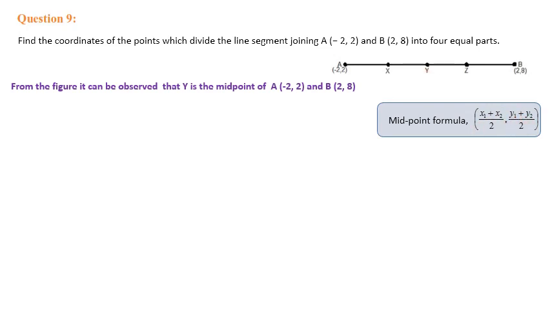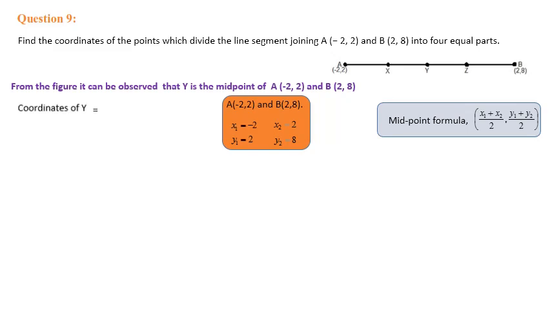Before calculating the coordinates of Y, let us find x1, x2, y1, y2. The endpoints are A(minus 2, 2) and B(2, 8). From here x1 is minus 2, y1 is 2, x2 is 2, y2 is 8. Substituting, the coordinates of Y are (x1 plus x2) by 2, that is minus 2 plus 2 divided by 2, and next (y1 plus y2) by 2, that is 2 plus 8 divided by 2.